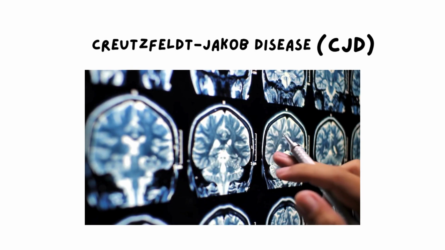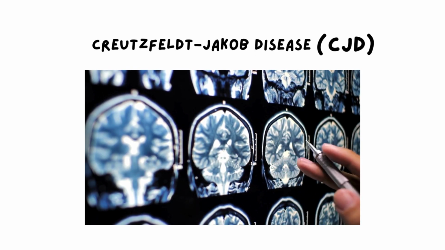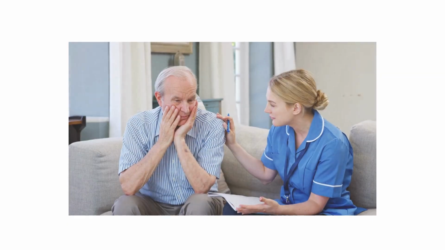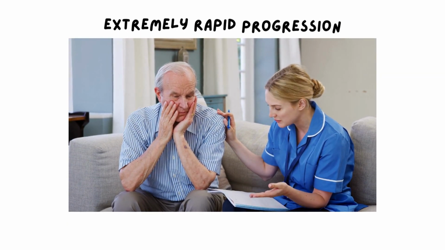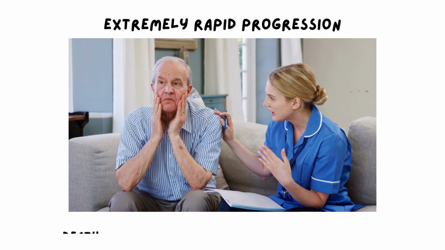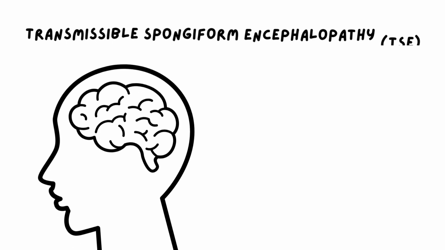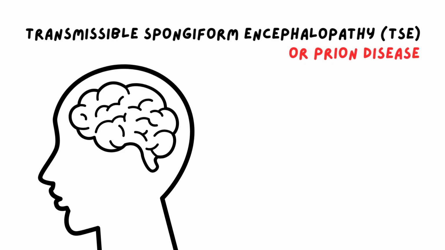Creutzfeldt-Jakob disease, or CJD, is a rare and fatal neurodegenerative disease. It affects approximately 1 to 2 people per million per year. CJD is characterized by its extremely rapid progression, typically leading to death within months to a year of symptom onset. CJD is classified as a transmissible spongiform encephalopathy, or more commonly known as a prion disease.